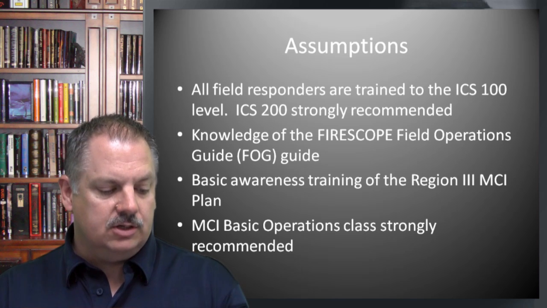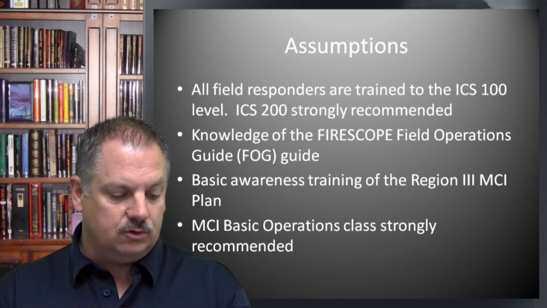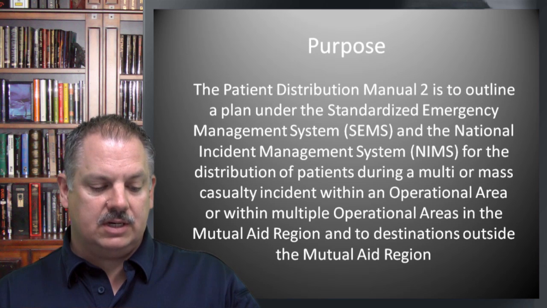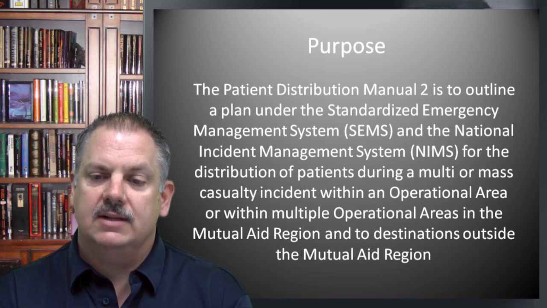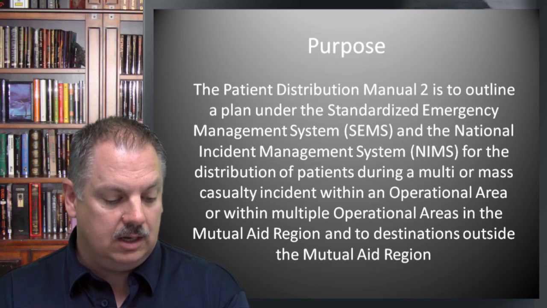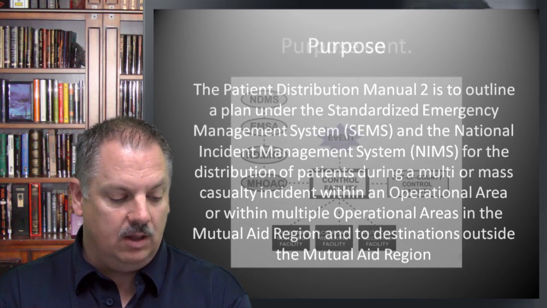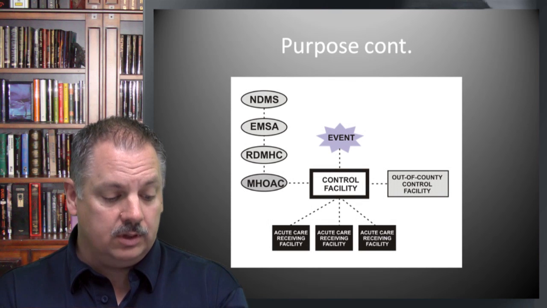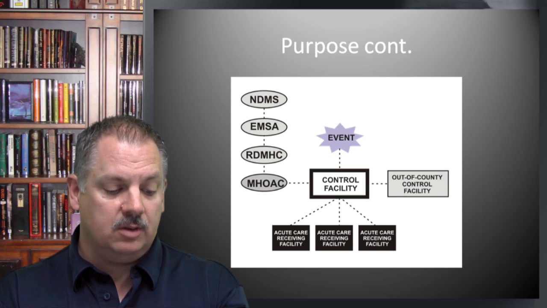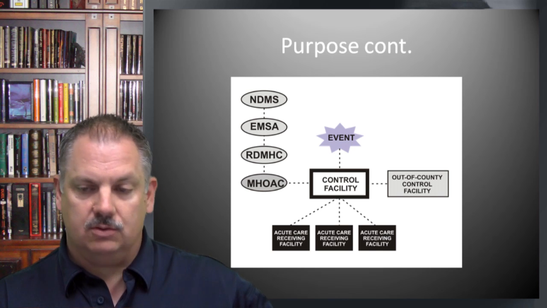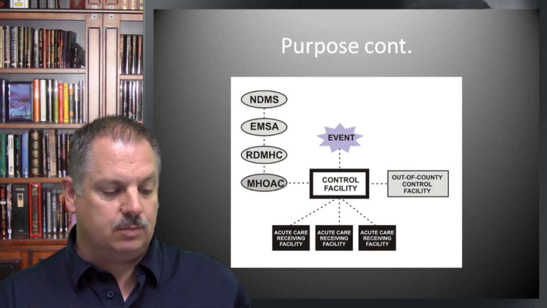The first section addresses the day-to-day responsibilities of the control facility for patient distribution within the operational area, and subsequent sections address the roles and responsibilities of the operational area, the local EMS agency and the medical health operational area coordinator, the regional disaster medical health coordinator specialist, the RDMHS or C, and then EMSA and the National Disaster Medical System. These all fall into this part of the plan.